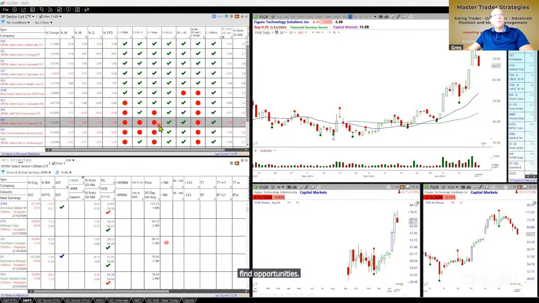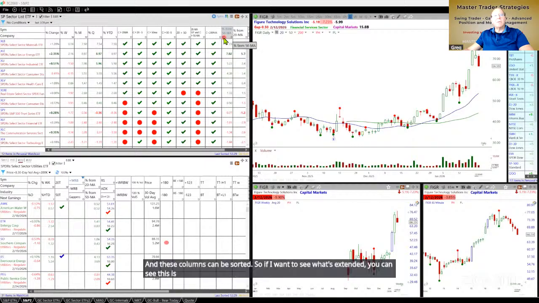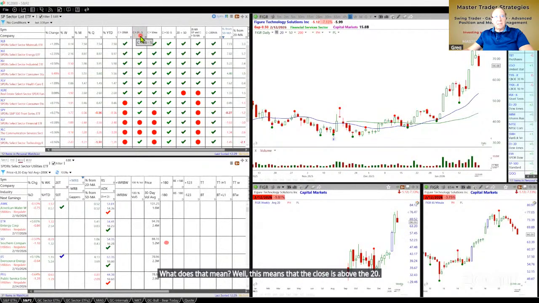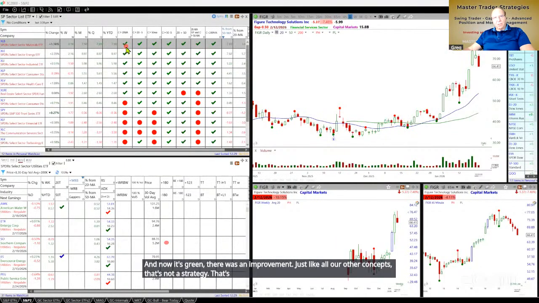So in here, we can find out what's doing well and what's extended, and these columns can be sorted. If I want to see what's extended, you can see this is sorted here, with the little arrow to the downside. Materials are extended. It's got all green check marks. What does that mean? Well, this means that the close is above the 20. This is the last week. So as subscribers look at this, or if you have the layout, and you see that this was a red dot last week and now it's green, there was an improvement. Just like all our other concepts, that's not a strategy. That's not a reason for us to do anything.